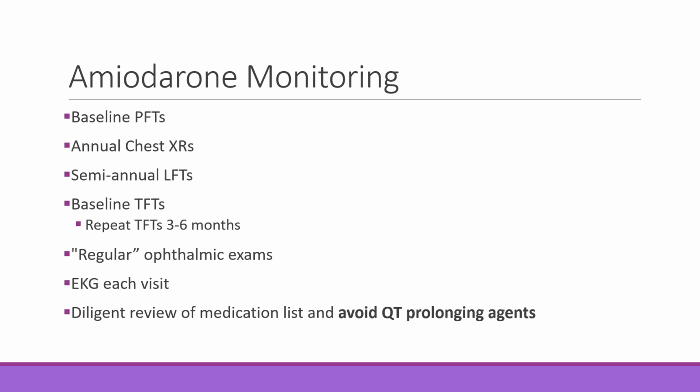Amiodarone monitoring I did want to talk about for just a few minutes because of all the potential side effects that you might see. It's important to look at baseline pulmonary function tests as well as annual chest x-rays because of that pulmonary fibrosis. Evaluating semi-annual liver function tests, as well as baseline and repeat thyroid function tests. And the reason for that is that you might see hyperthyroidism earlier in treatment and then hypothyroidism later in treatment as well. Regular ophthalmic exams is how they defined it.